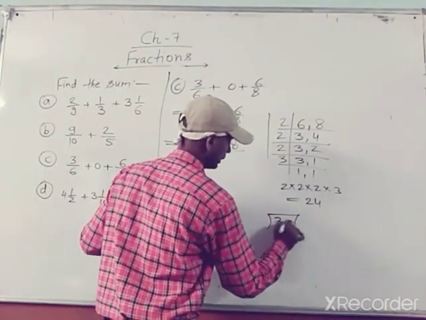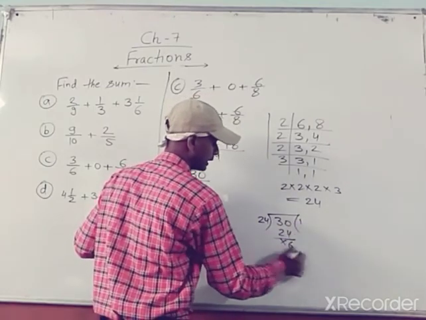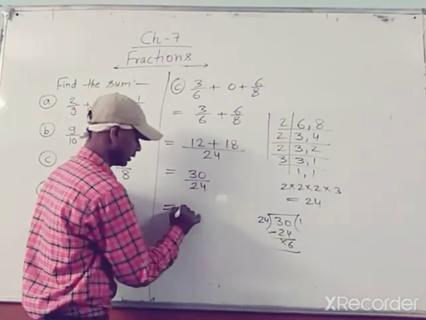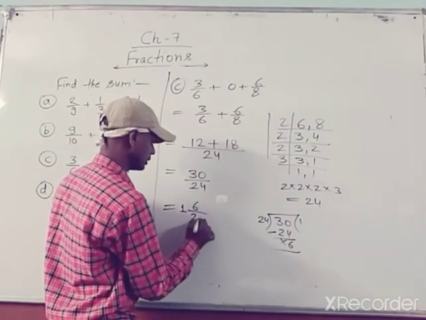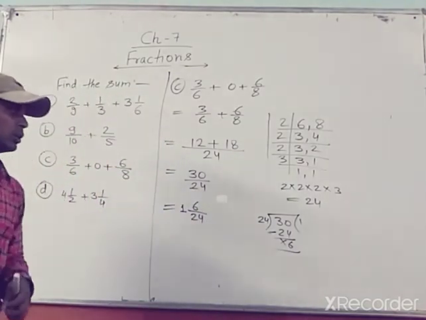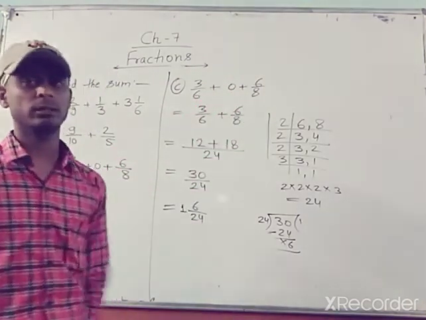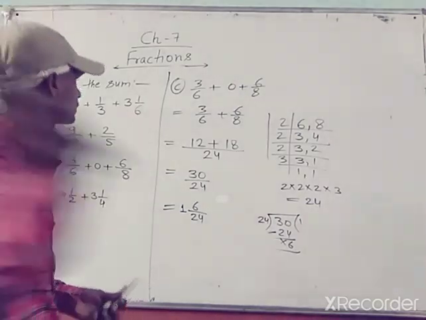Now you can convert this into mixed fraction. How? By dividing 30 by 24. 24 ones are 24. Remainder is 6. So write the quotient as whole number, remainder as numerator, and 24 is the denominator. So this is the sum of 3 by 6, 0 and 6 by 8. Okay? Now, the last one, D.